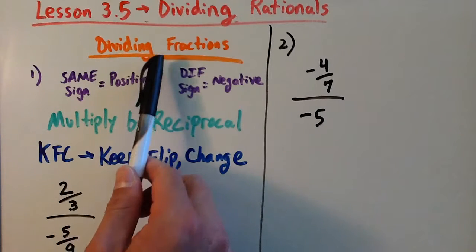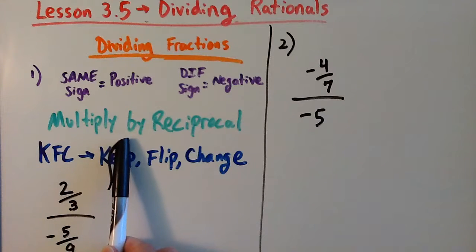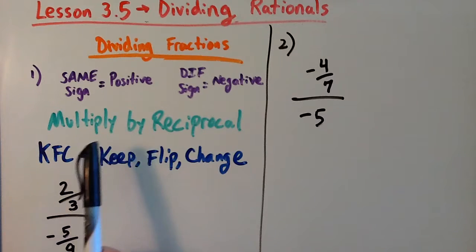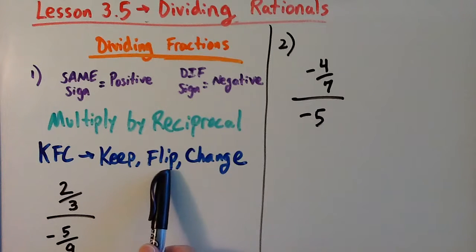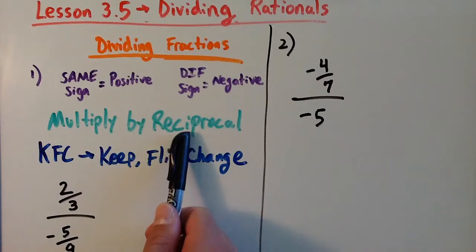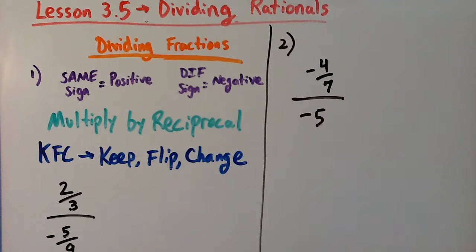Now, dividing a fraction is the same thing as multiplying by its reciprocal. To remember this, we can use KFC. We keep the first number as is. We flip the second one, which is the reciprocal. That's what reciprocal means. You're flipping the fraction, turning it upside down. So we keep the first one, we flip the second fraction, and then we change from division to multiplication.